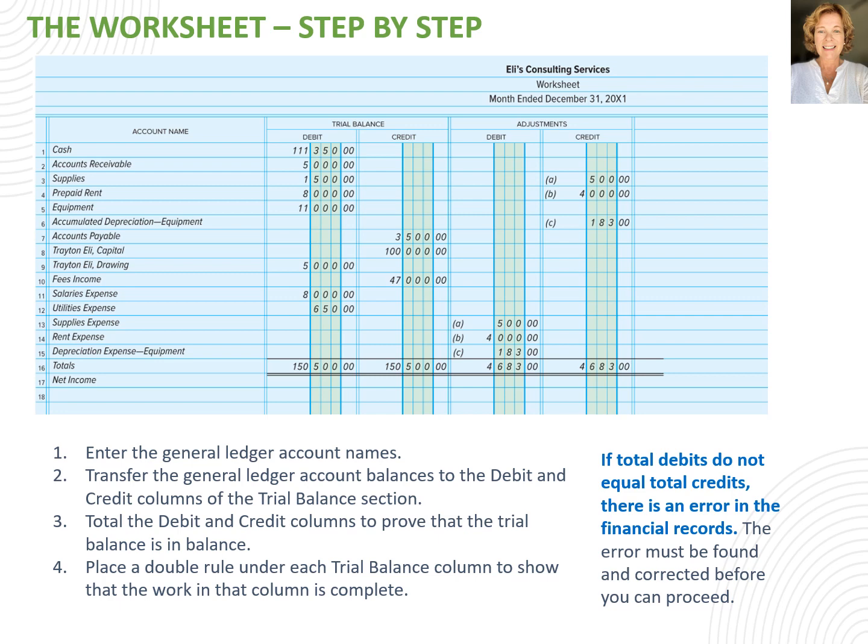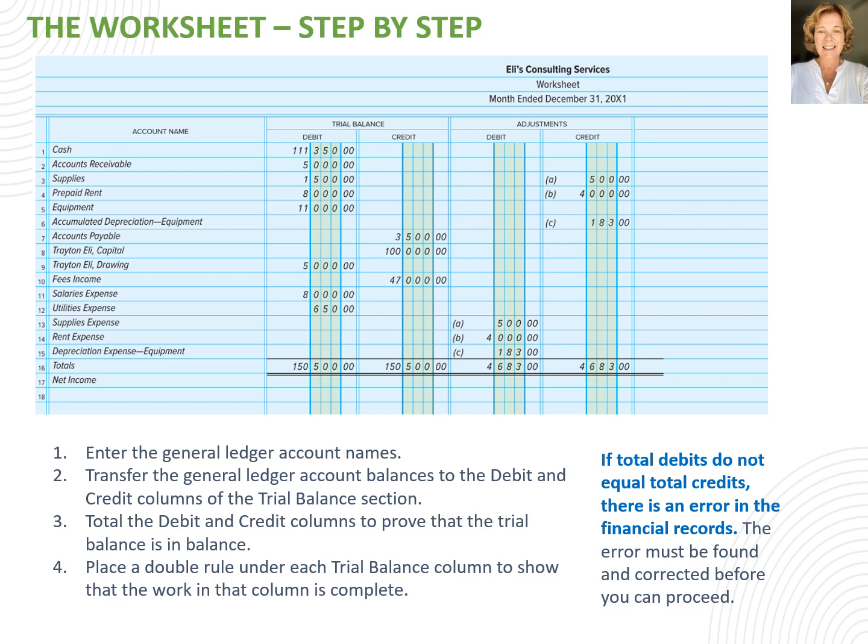So let's look at it step by step. The starting point is the account name column. So you enter all of the account names into that column. Don't forget to also add those that perhaps don't have current activity in them, but you will need them because you're going to record adjustments at a later time.